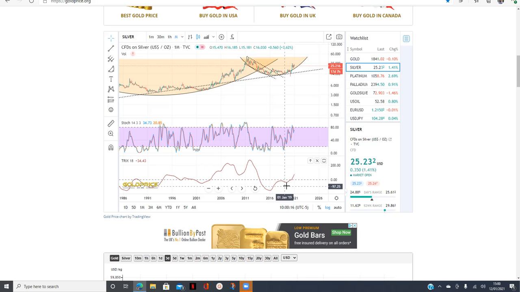So effectively, we've only just crossed the zero line and we're still rising, so that's a very bullish sign. This is a positive indicator. We've bounced off the trend line, that's positive. We've got the arc support somewhere in the region of $21, I suppose, somewhere like that.